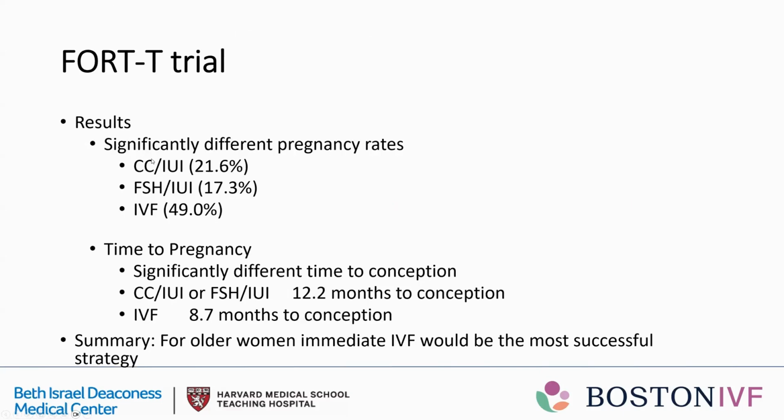And their results showed that there were significantly different pregnancy rates between these three groups, with a higher pregnancy rate in the IVF group. And the time to pregnancy was definitely shorter in the group that went straight to IVF compared to the ones that underwent the IUI cycles first. And so in summary, for older women, going straight to IVF is the most successful strategy, without going through Clomid IUI or FSH IUI before.